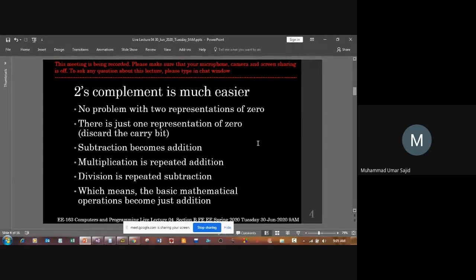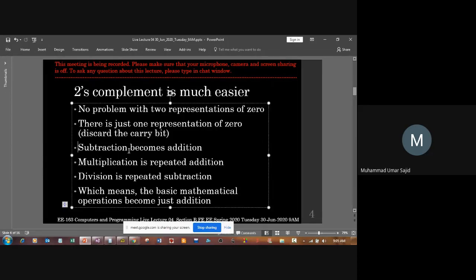That means if you want to add two numbers, you just add them as they are. But if you want to subtract two numbers, let's say you want to do 7 minus 4, you take the two's complement of 4, so that will become minus 4. Then you add the two's complement of 4 to 7, and you are essentially doing 7 minus 4. That means that subtraction becomes addition.